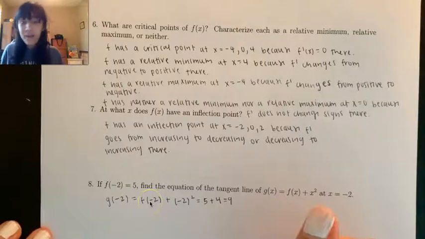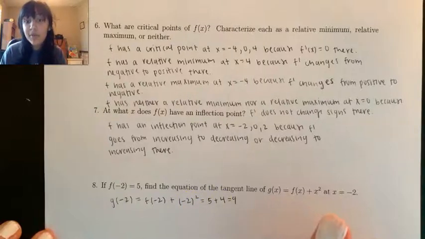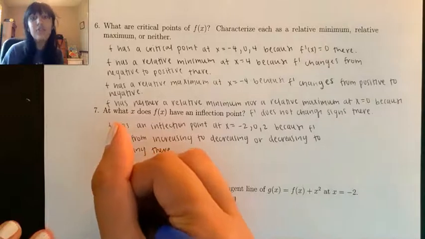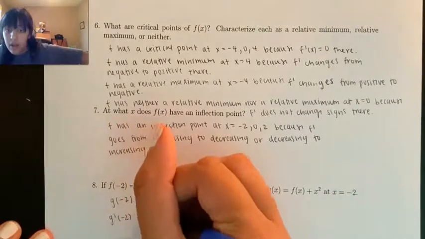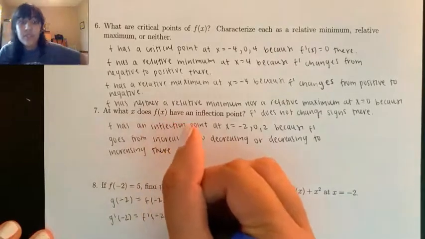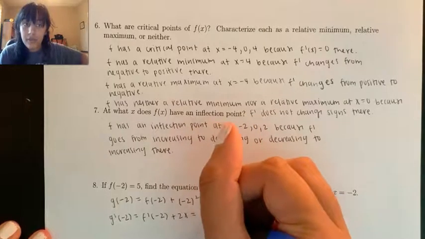Okay, so the answer to this would be 5 plus 4 equals 9, because f of -2, you might be asking, oh my god, how did you get that? They gave it to us, it's right there. So f of -2 is equal to 5, and then -2 times -2 is equal to 4. So 5 plus 4 is 9. So your y value, g of -2, is equal to 9. And now we want to find the slope of g, and the slope of g is going to be the derivative.